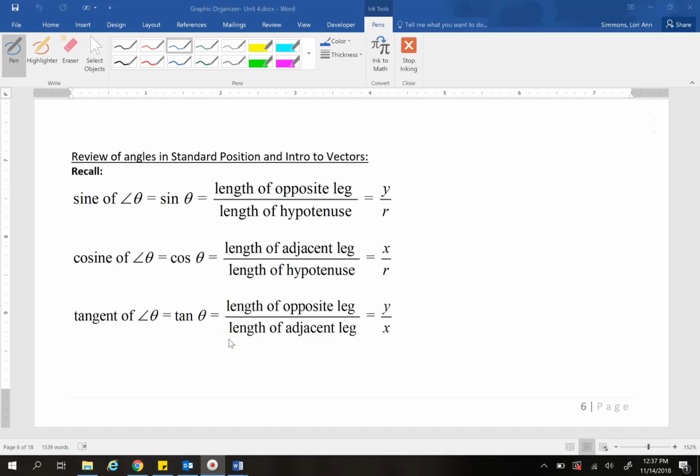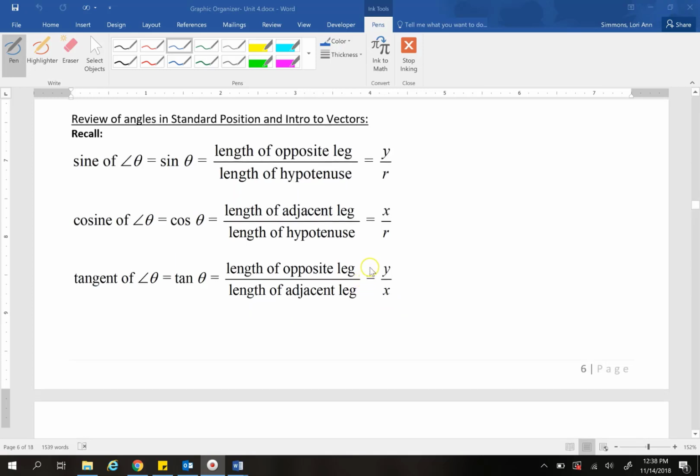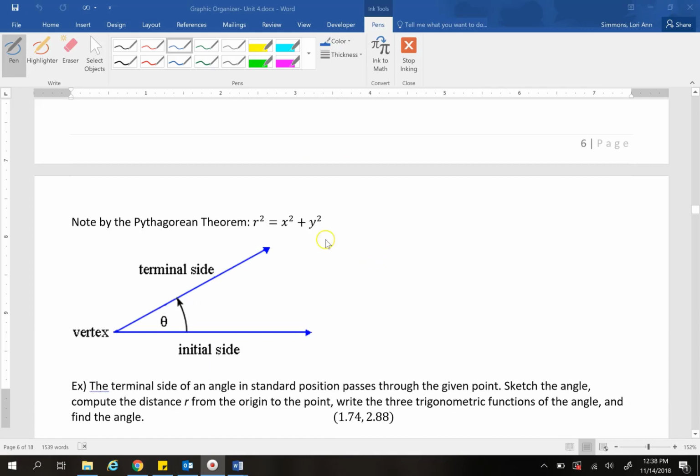Review of angles in standard position and intro to vectors. We have the sine of theta is equal to the leg opposite over the hypotenuse. You can also write this as y over r. Cosine is adjacent over hypotenuse, x over r, and tangent is opposite over adjacent, which is y over x. Recall that Pythagorean's theorem is r squared equals x squared plus y squared.